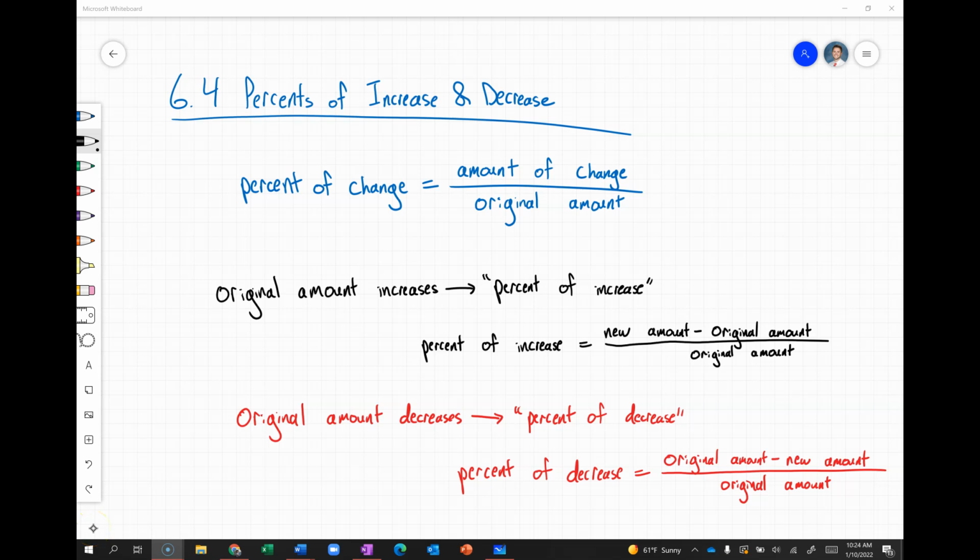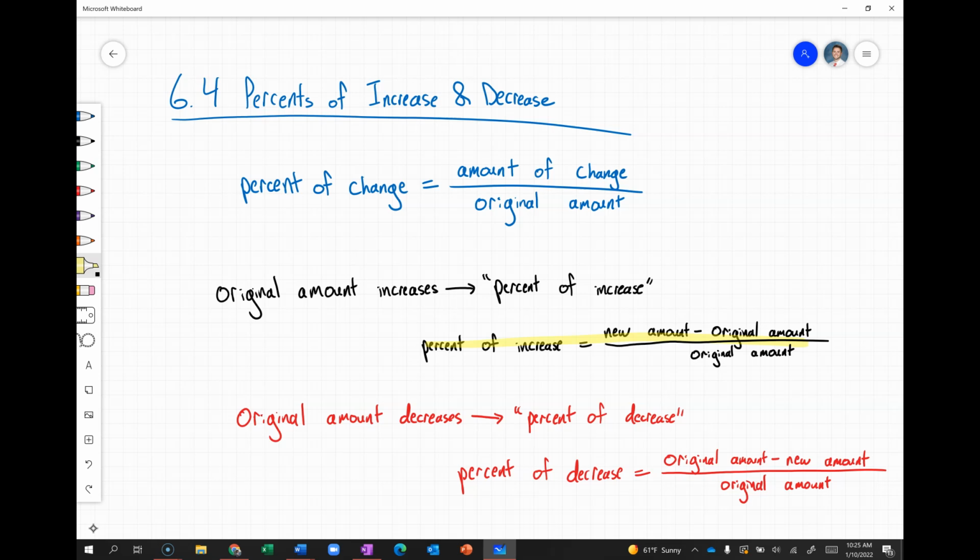In this video, we are looking at percents of increase and percents of decrease. So percent of change is equal to the amount of change over the original amount, right? So if something changes, we're looking at how much it changes by over the original amount. Change obviously could be an increase or it could be a decrease. If the original amount increases, that would be a percent of increase, which can be found with this equation here. Percent of increase equals the new amount minus the original amount over the original amount.